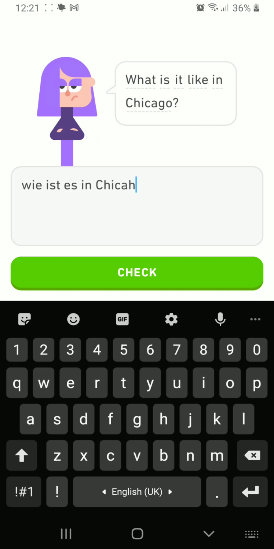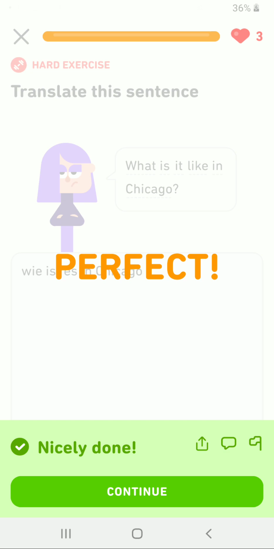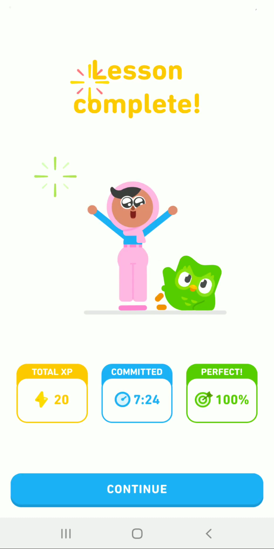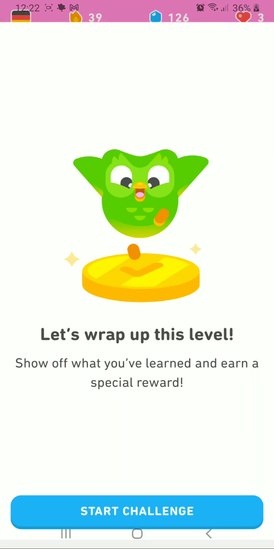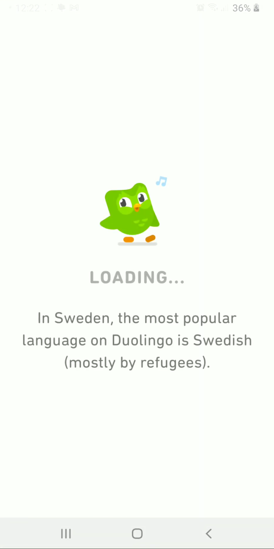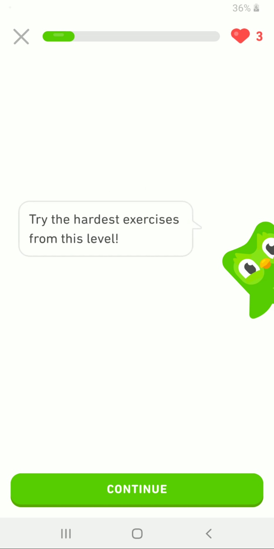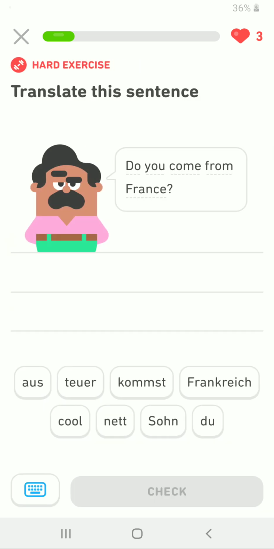well, Chicago? Or Chicago, I don't know how they will pronounce it. Yeah, it's written the same way. Nicely done. Okay, I couldn't use was because what is it like? That's not how they ask the question in German, yeah. Okay, guys, so we almost did it. We have a last exercise for this first lesson in Unit 6, and we didn't really use the vocabulary for direction and so on. So hopefully we will see that a little bit later.